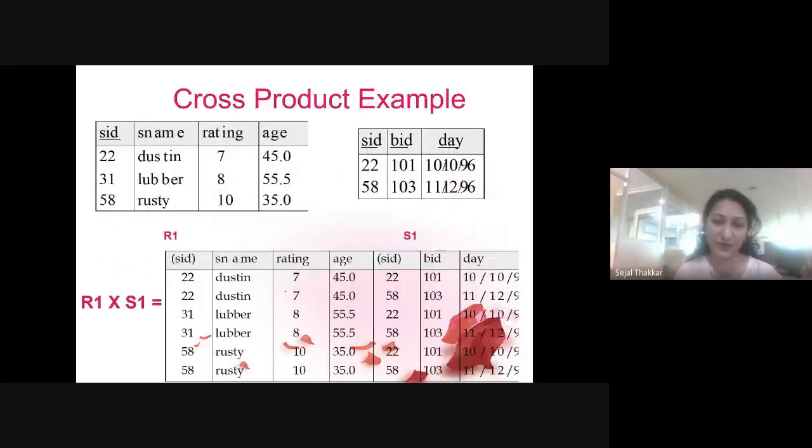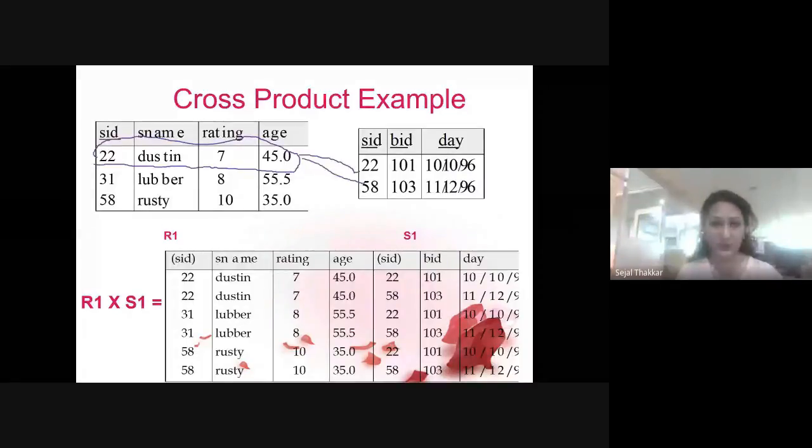Here, one by one row you have to select. I'm selecting the first row, this 22, which is going to multiply with the two rows of this second table S1. You can see here in the output, right? Now the next row I'm taking is 31. That is again going to multiply with the 22 and 58 of this table. Third row 58, that is going to multiply with the rows of S1. So this is the Cartesian product.